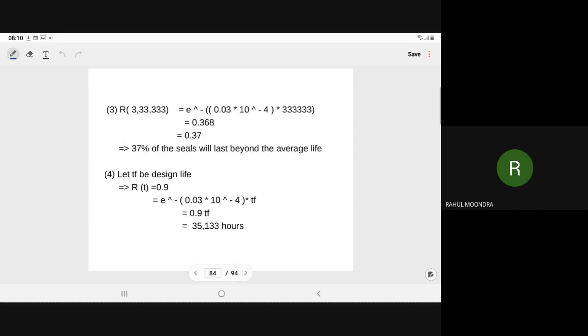So reliability at MTTF will be e to the power minus lambda into t, so it will come 0.368. Last time also I told you, approximately 37% of components only cross the mean lifetime of a device. Only approximately 37% cross or last beyond the average life.